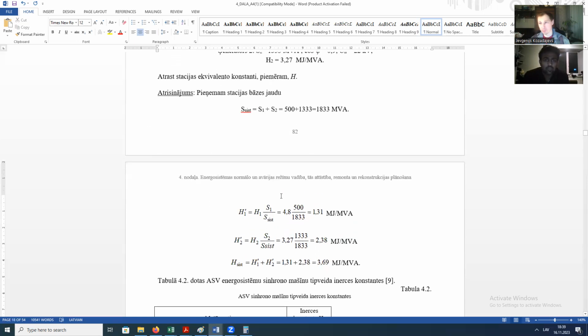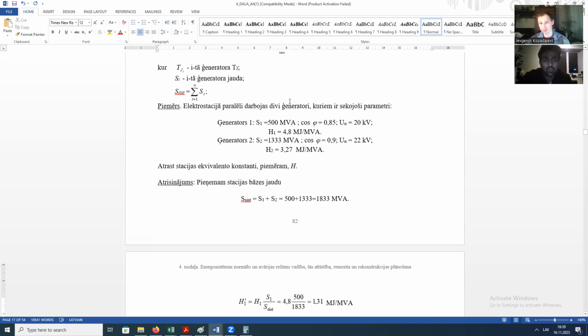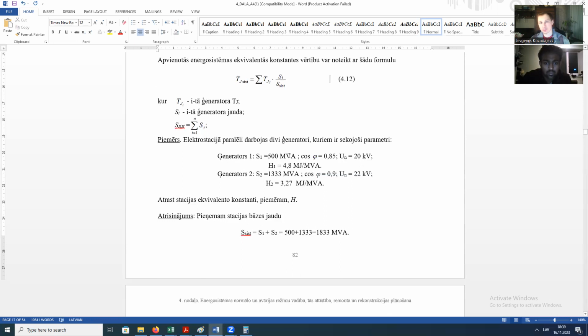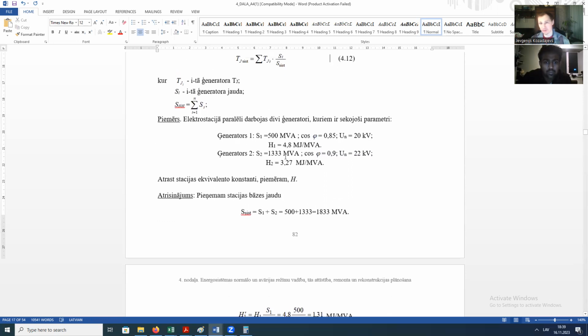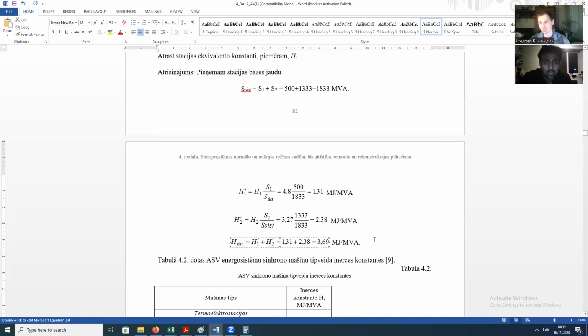And for your home task, you will have the same task, but maybe the number of generators will be 3 or 4. Just using this formula, and using this video, or you could write this formula in your notes, you could calculate your home task. I think this is very easy, but very important. Making this calculation, we could say what the inertia is for the whole power plant.